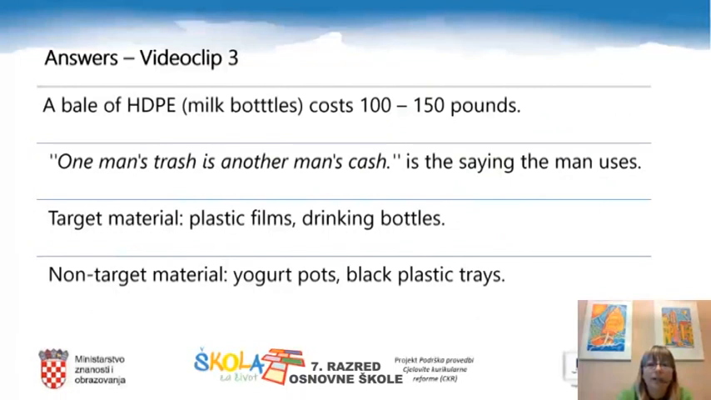Let's have a look at the answers. The first answer is, a bale of HDPE milk bottles costs 100 to 150 pounds. One man's trash is another man's cash is the saying the man uses. Target material are plastic films and drinking bottles. Non-target material are yogurt pots and black plastic trays. I certainly do hope that your answers were all correct.